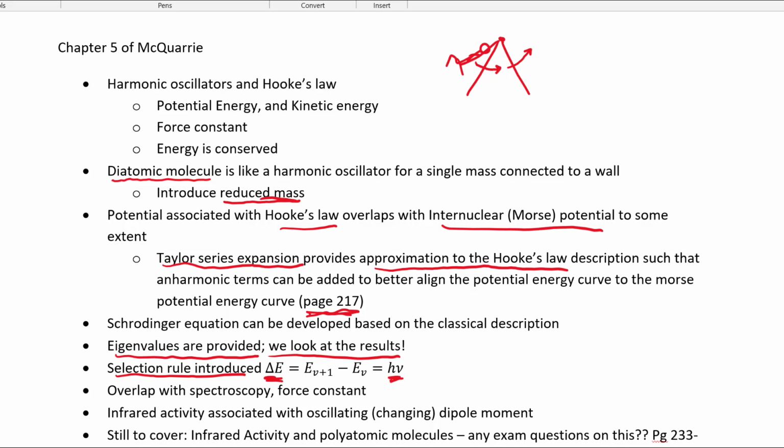So these energies are associated with quantum numbers, and the energies are a function of those quantum numbers, and so these quantum numbers come out of the mathematics. We're told about the overlap with spectroscopy. There's a force constant in here, which more or less gives us the frequency of oscillation that we see in an infrared spectrum, for example. So we're encouraged to think about how this particular branch of quantum mechanics connects with infrared spectroscopy.